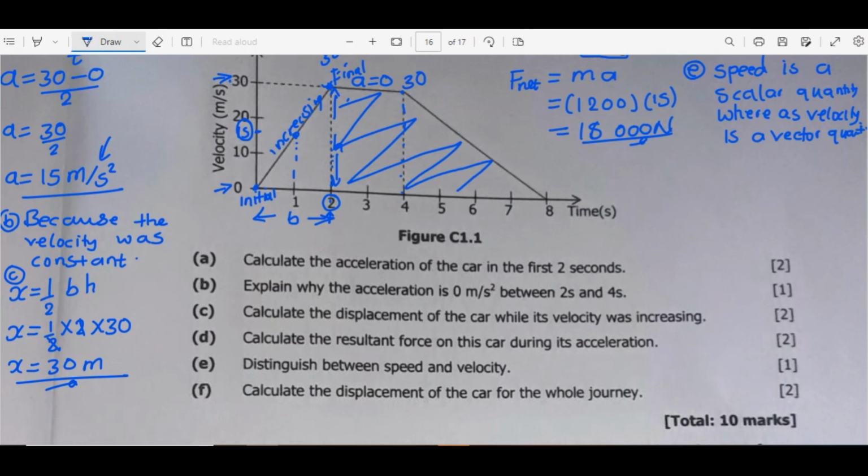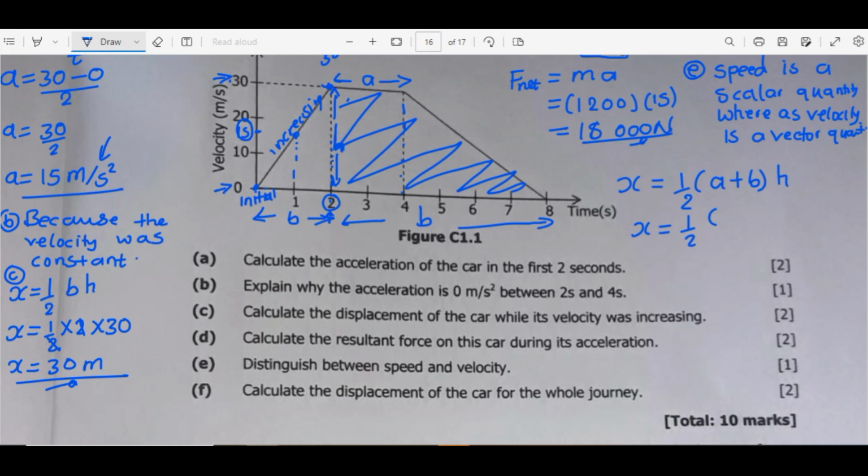Let's find the area that I have shaded here. So we have a trapezium. If this is a trapezium, the distance on top will be considered a. Since we already have the distance in the first 2 seconds, let's find the distance beginning at 2 and ending at 8. So the distance from 2 up to 8 is b. Then the height is still the same. So the height is this one. We're going to say displacement is equal to half times a plus b, times the height.